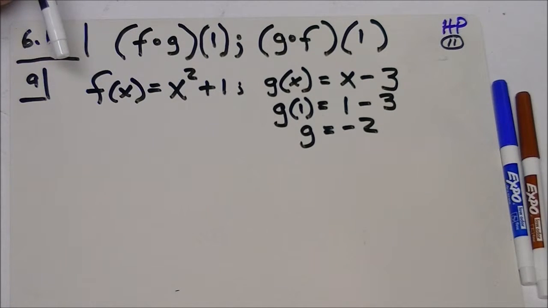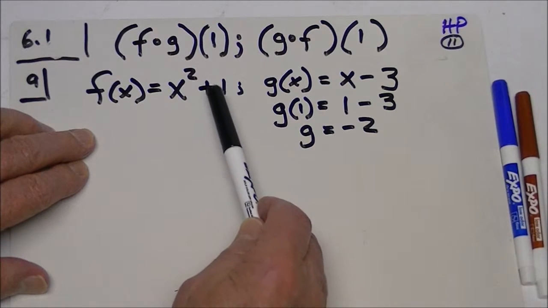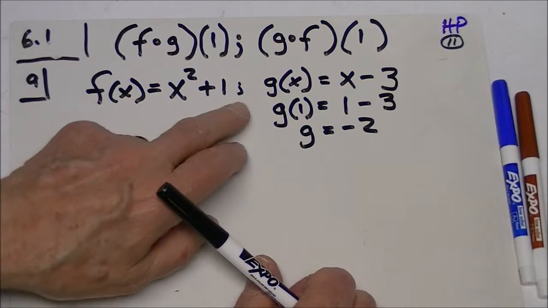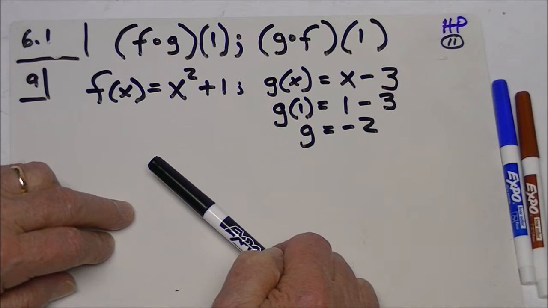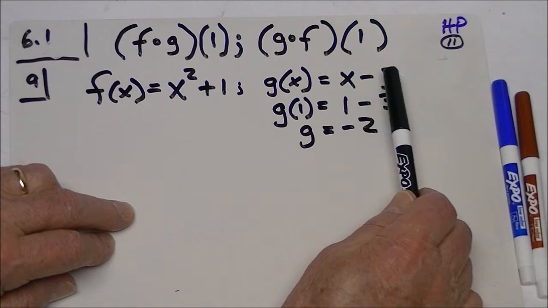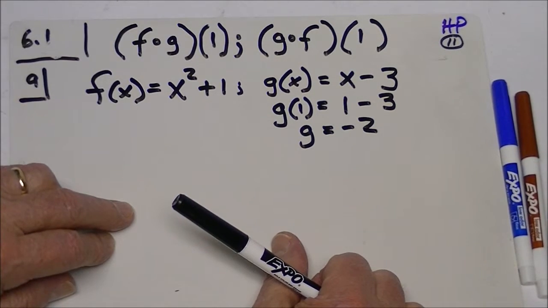So what does this mean? Well, as we look at example 9, and this is in your textbook at the end of section 6.1, this is the information they give on the top, and they're giving you now the actual function of f, which is x squared plus 1. And this is a semicolon to separate them. And then they're giving you the function of g, which is x minus 3. So how does this take place?